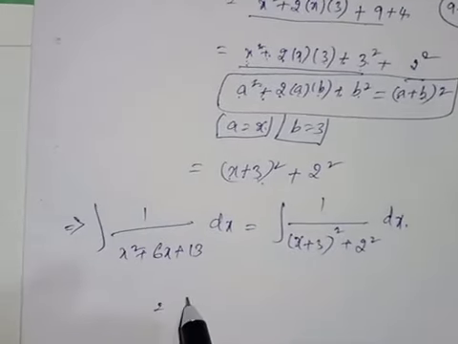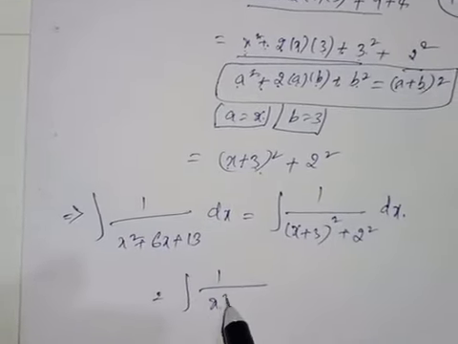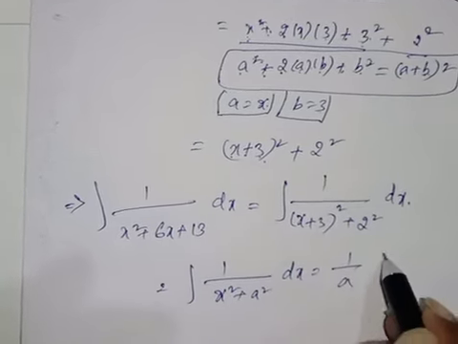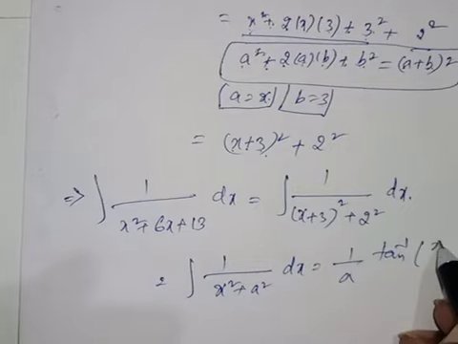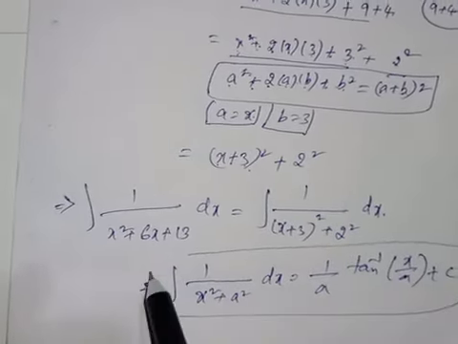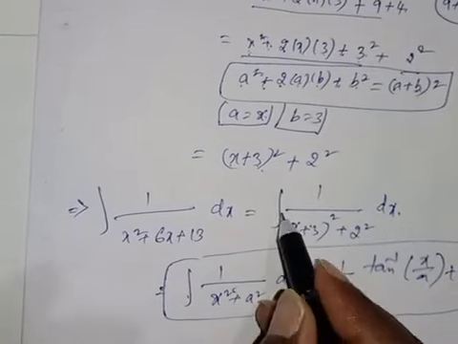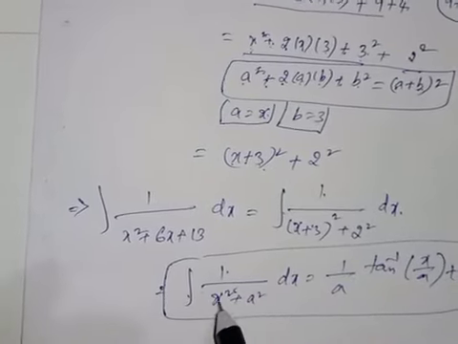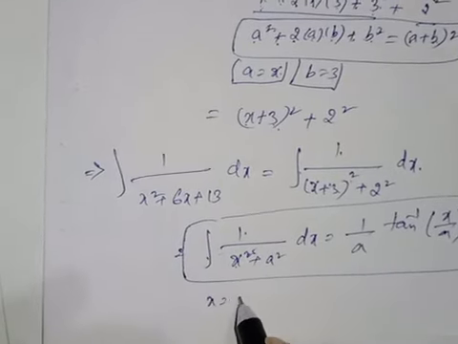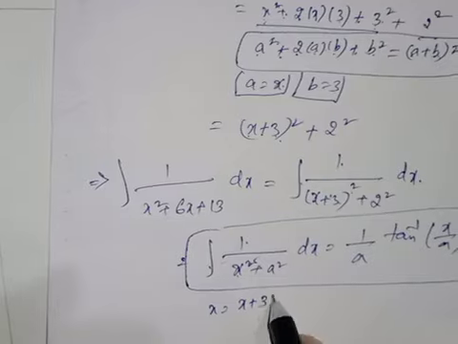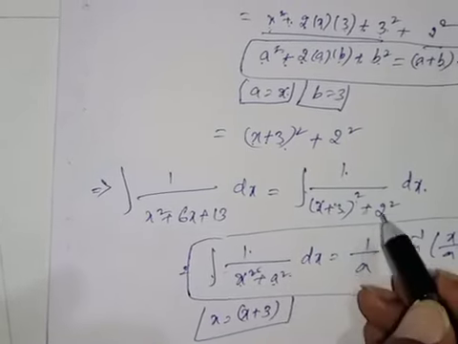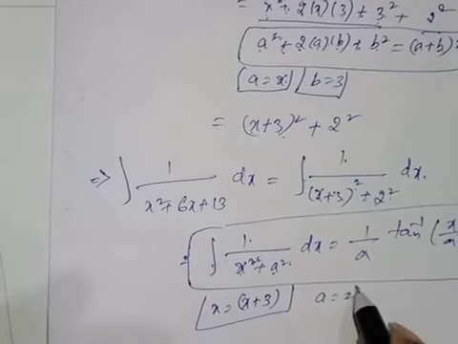This is the formula of integral of 1 upon x square plus a square dx is equal to 1 by a into tan inverse of x by a plus c. So compare these two. Integral 1 upon x square, here is x plus 3 whole square, so x is equal to x plus 3. Next, plus a square, here is 2 square, so a is equal to 2.